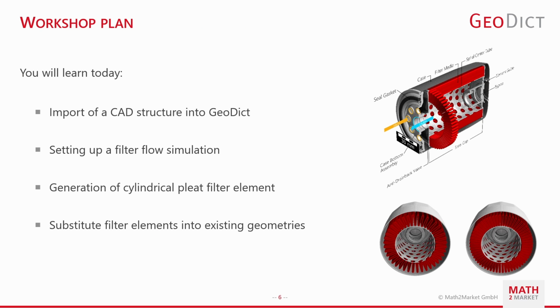As already pointed out, today we will import a given CAD structure into GeoDict. Then we will prepare the structure by assigning inlet and outlet to set up a filter flow simulation. To showcase the newest feature in Pleat View, we will generate a cylindrical pleat, which is substituted into the provided CAD data.